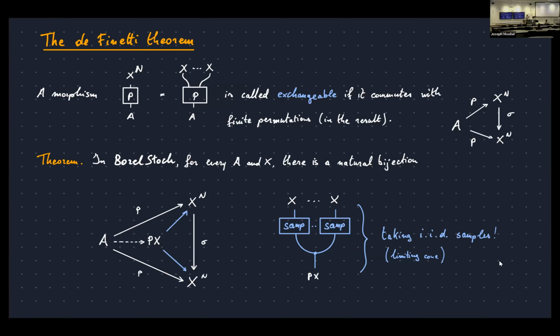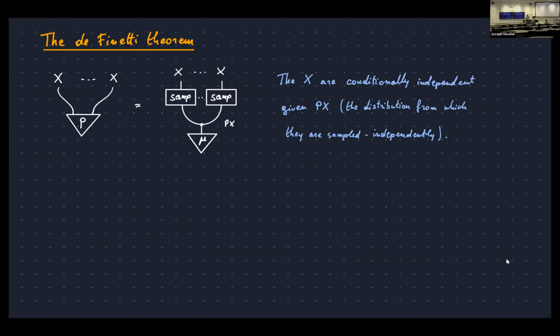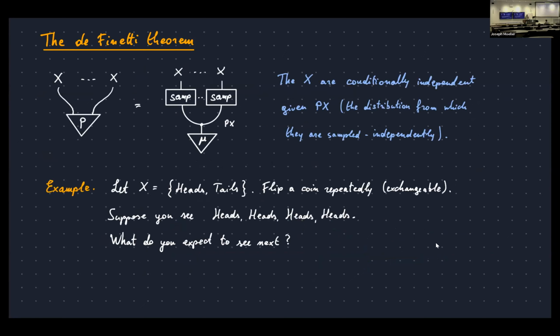I want to conclude by giving you an example, because this looks abstract. What does it mean, exchangeable, IID samples? All right, take a coin, heads or tails, flip it repeatedly. And suppose that by flipping your coin, you see heads, heads, heads, heads, heads. What do you expect to see next?